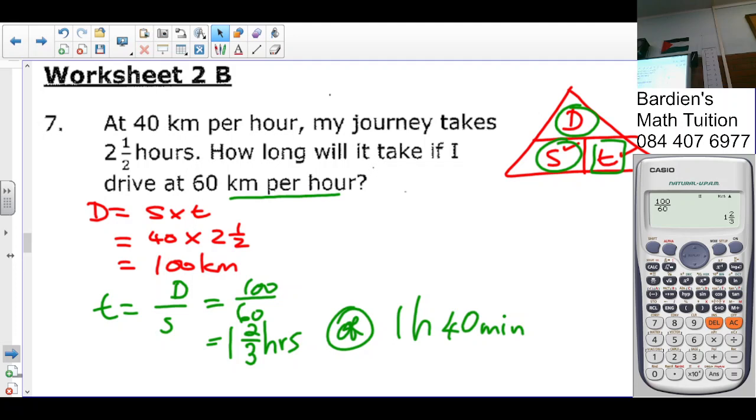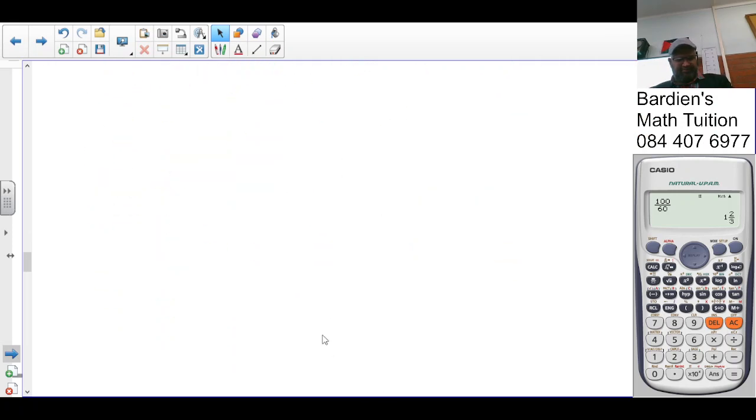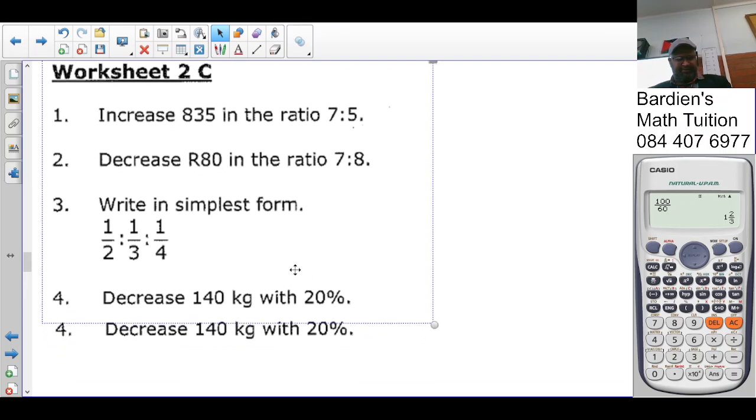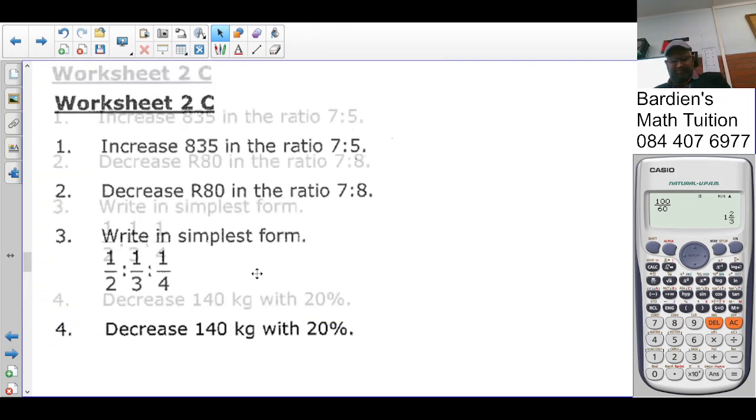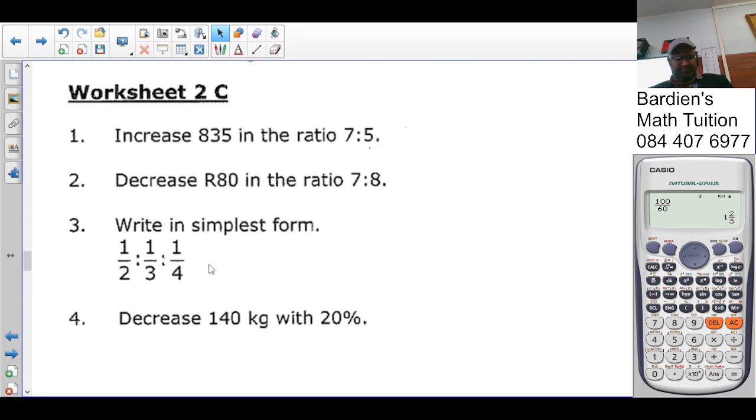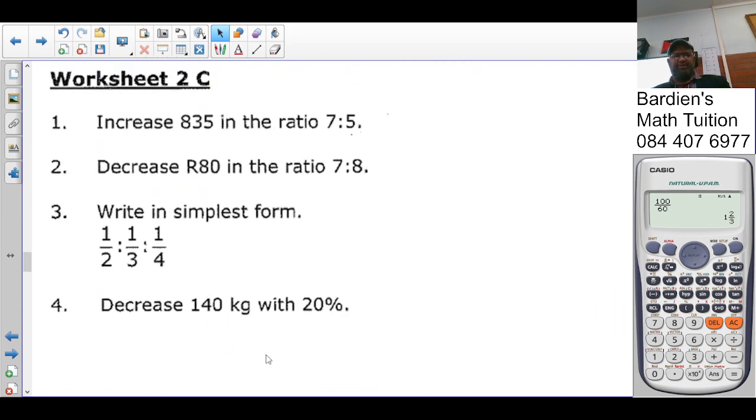Right, you all understand, people? Any confusion? Right, the rest of worksheet 2C, I want you guys to start with it now. We will answer the questions as we move along, okay? Don't waste your time. Stuff's coming in the exam, no?